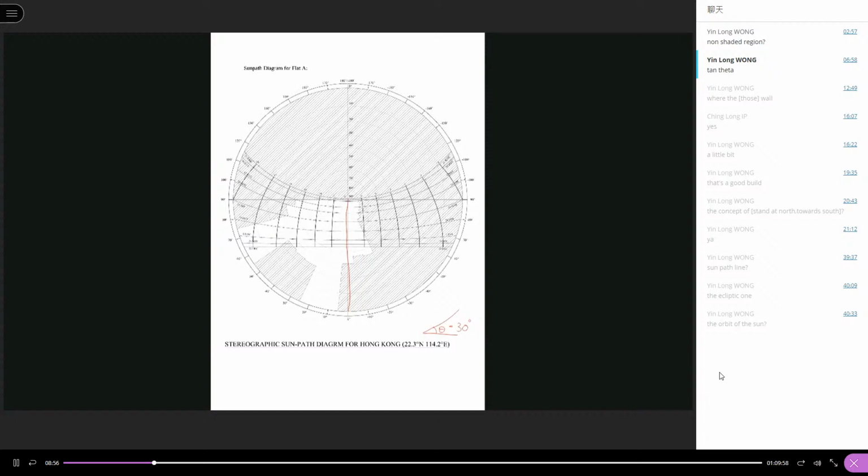So this 30 degree is calculated from the opposite building. So any part of the sky lower than 30 degree will not be visible to flat A. So for this part, 30 degree over here, we draw a line over here. So this is 30 degree. For this small sector, any part of the sky with an angle smaller than theta will not be visible.